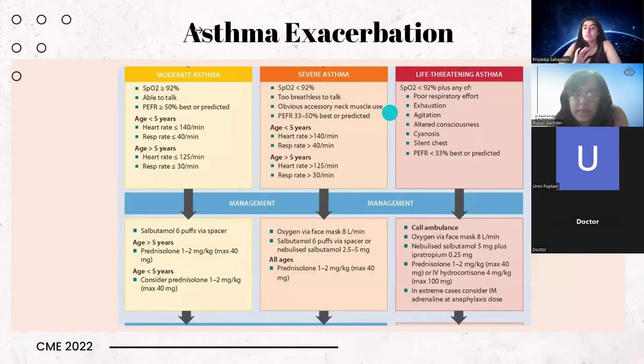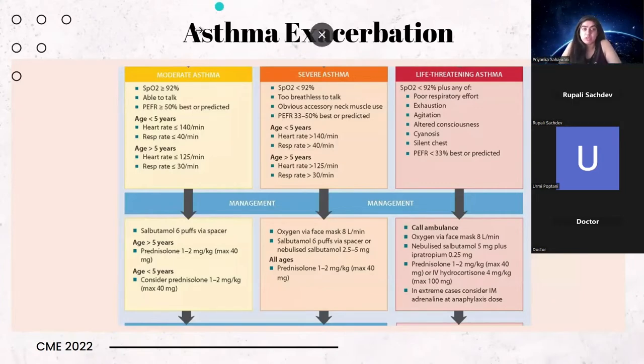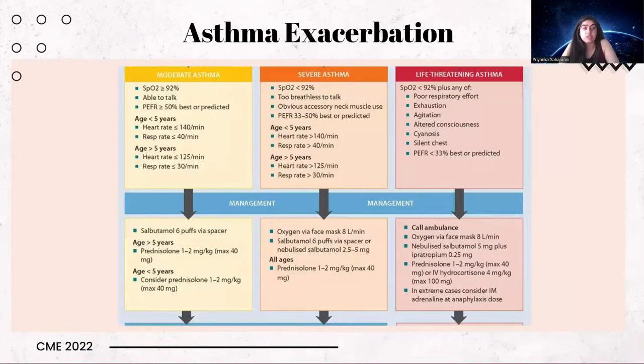If a patient is coming to you in an emergency, you will first see whether they are moderate, severe, or have a life-threatening exacerbation at the moment. You will check your SpO2, you will check whether they are able to talk, and you will check their PEFR. Although that is the best predictor, SpO2 and ability to talk are easily done. Then you have your age, heart rate and respiratory rate as well. These three things are enough. Rather than waiting for PEFR, you will just do these three: SpO2, ability to talk, and their heart rate and respiratory rate. So your SpO2 greater than 92%, they are able to talk.